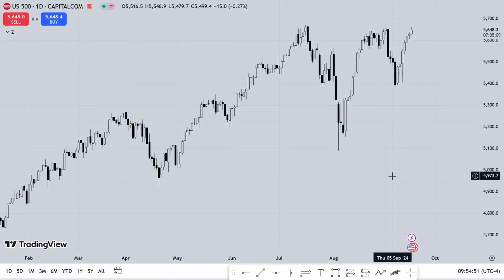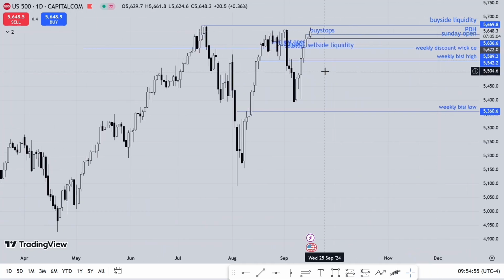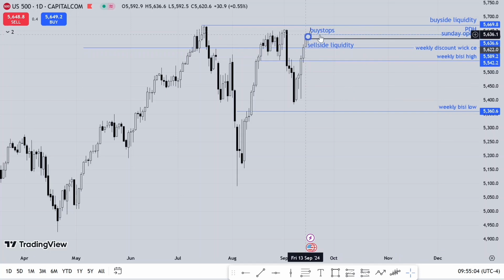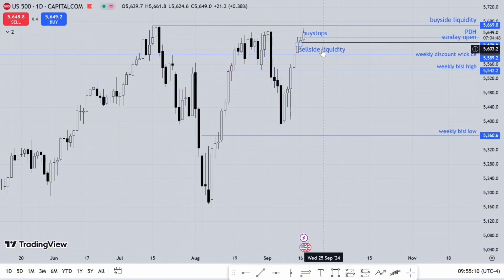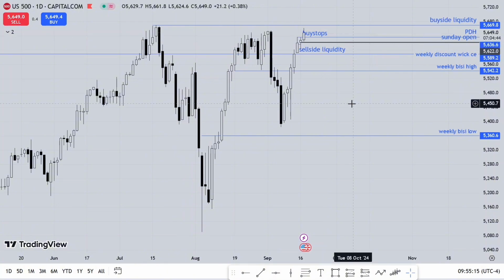So I need to take a lot of things off real quick. All of the intraday markup from yesterday's trading will be taken off while we trade today's trading. So we've already pierced buy stops here after taking out sell side liquidity. So let's check the 1 hour.